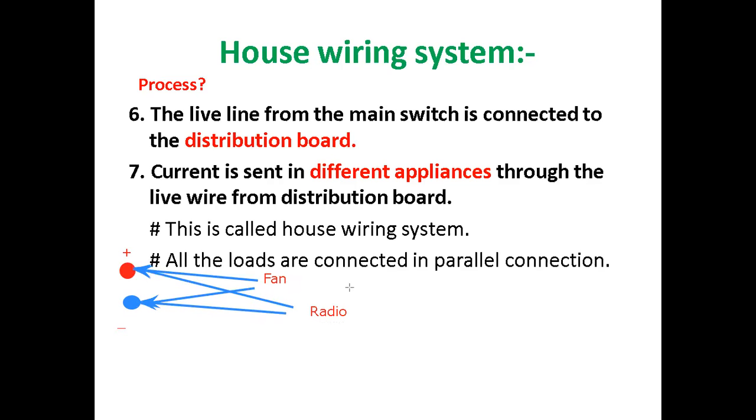In this way, for every instrument present inside the house, one point is connected with the plus point and another to the minus point. Then this type of wiring is called parallel wiring, parallel connection.